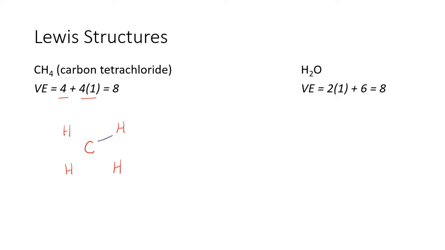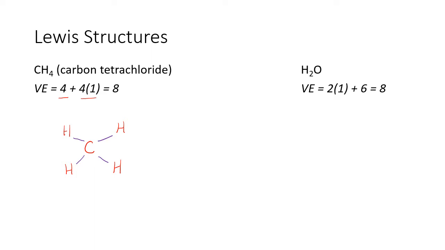So that's 2 electrons, 4, 6, and 8. And so in this example, there's no leftover electrons, so we don't have to worry about anything else. That would be our Lewis structure for CH4. Now let's do that for H2O, for water.